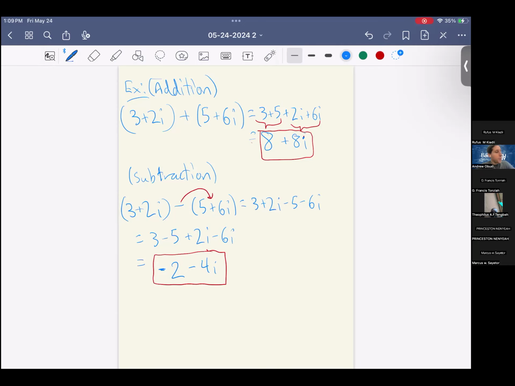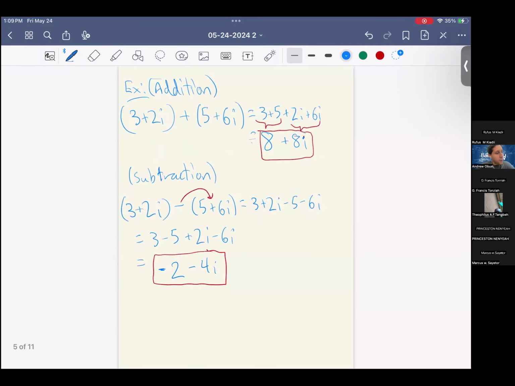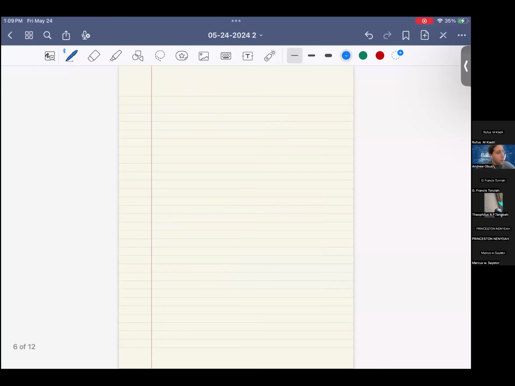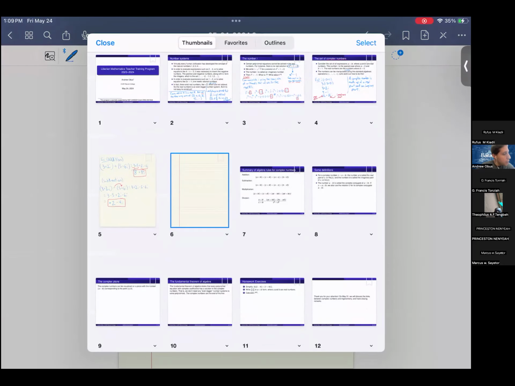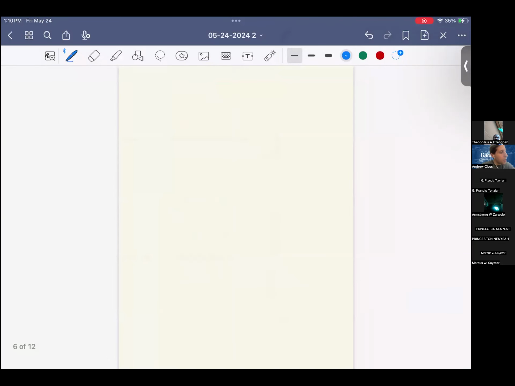Okay, so let's try multiplication. Let's use the same two numbers. Oh, wait a minute, I gotta add a new page. Oh no, not legal. Just a regular page. Okay, so let's do multiplication.